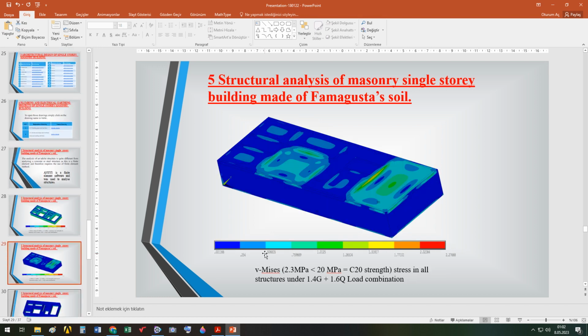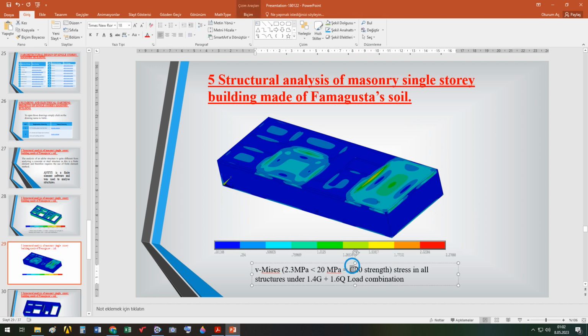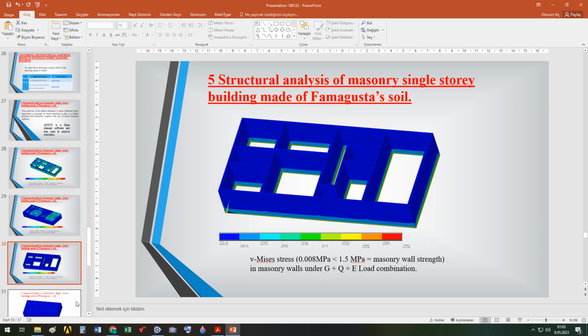Here you see the strip foundation and roof, which are made of concrete, which can be constructed from C20. The 28-day compressive strength is 20 megapascal. Here you see, as a result of the Ansys analysis, maximum von Mises stress is 2.3, very low in comparison to the C20 strength. And this result is obtained under this load combination.